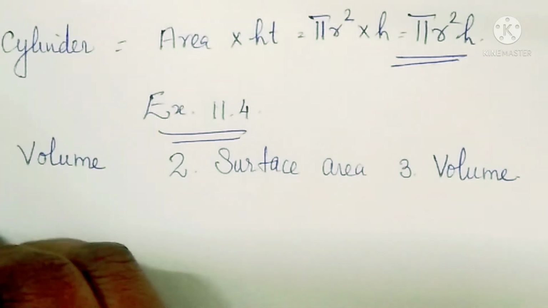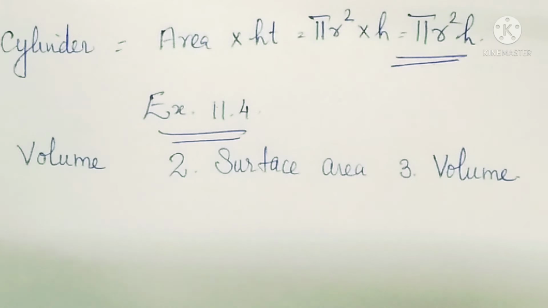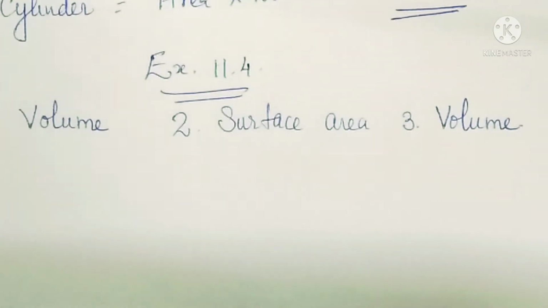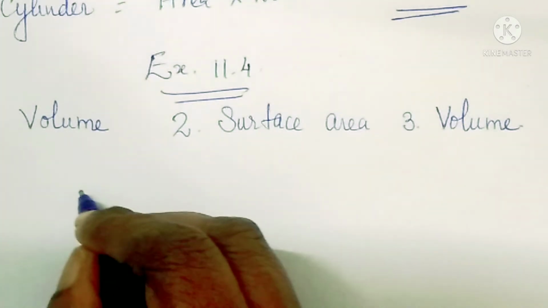Now question number 2: the diameter of cylinder A is 7 centimeter and the height is 14 centimeter. The diameter of cylinder B is 14 centimeter and the height is 7 centimeter. Usually, when we read this question without thinking, we feel that the height and diameter are just interchanged, so there will be no change. So let us find out.